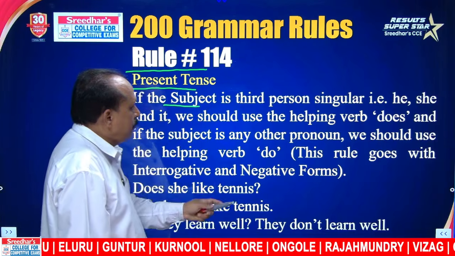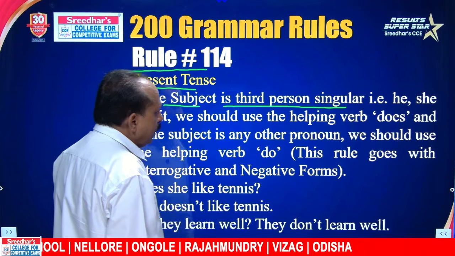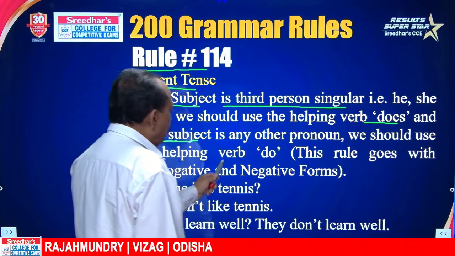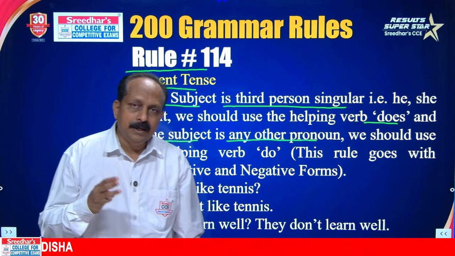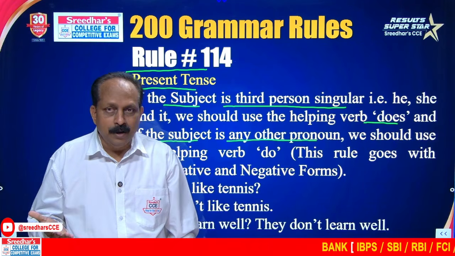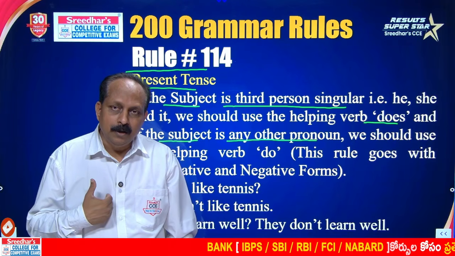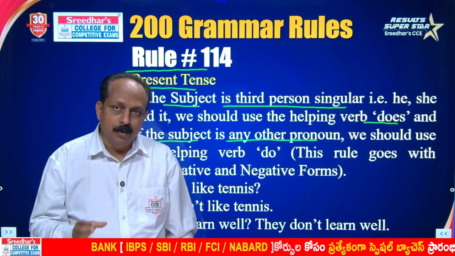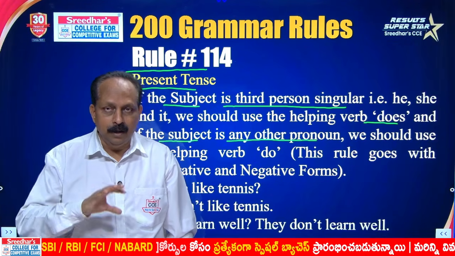If the subject is third person singular, he, she, and it, we should use a helping verb does. And if the subject is any other pronoun... To remember in a systematic way, in English we have three types of personal pronouns: first person, second person, third person. Each one has two forms. First person singular is I, first person plural we, second person singular and plural you, third person singular he, she, it, third person plural they.